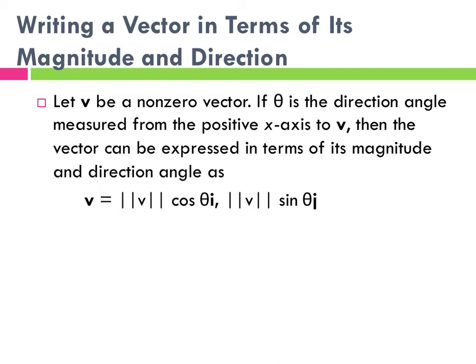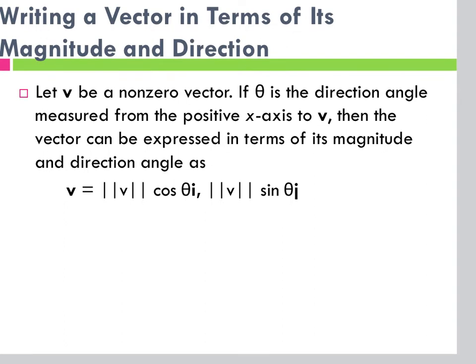Okay, this one says, write a vector in terms of its magnitude and direction. So now this one is going to give you a vector in length. It's going to give you magnitude, and it's going to give you the angle formed with the x-axis. So the information provided to you is going to be the angle measured from the x-axis to that vector and the magnitude of that vector.